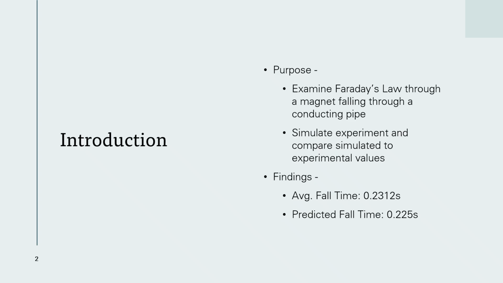So the purpose of this lab was to examine Faraday's law through a magnet falling through a conducting pipe, in this case I just used a roll of aluminum foil, and then also to simulate the experiment and compare the simulated to the experimental values. And the findings were that the experimental average fall time was 0.2312 seconds, and the predicted fall time was 0.225 seconds.